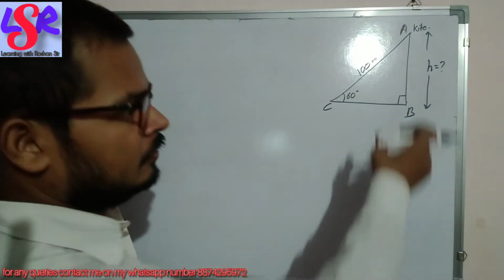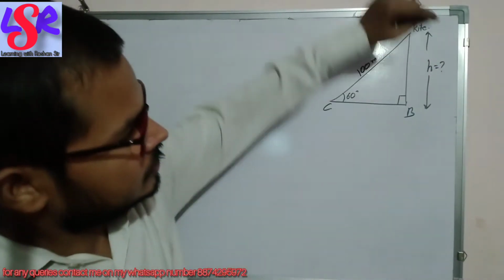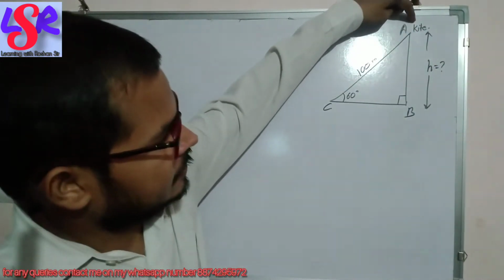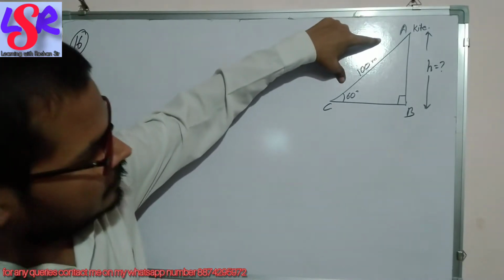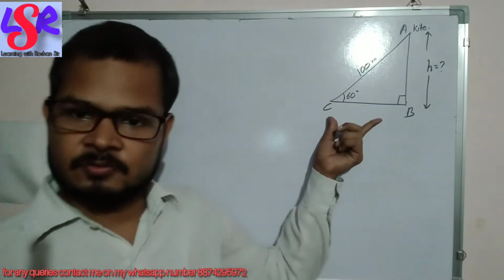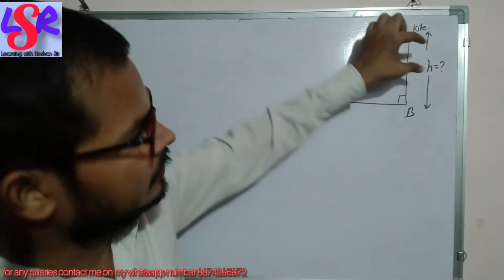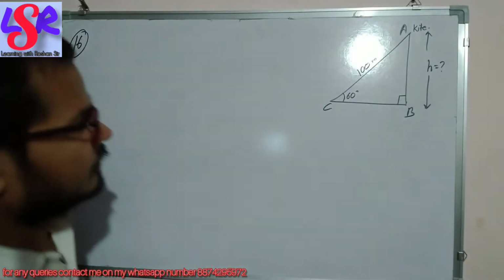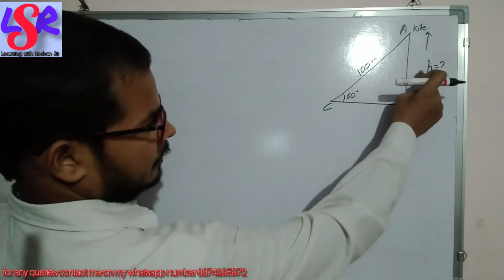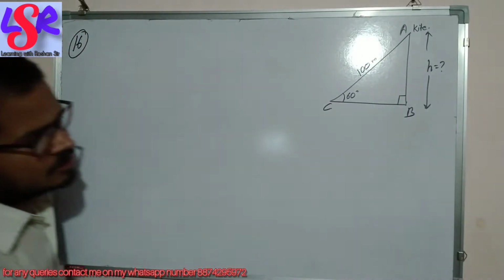ground. Here we are having this figure in which at position A the kite is there and this is the string which makes an angle of 60 degree with a leveled ground. We have to find the height of this kite. Now here also we have to set up a relation between perpendicular and hypotenuse.